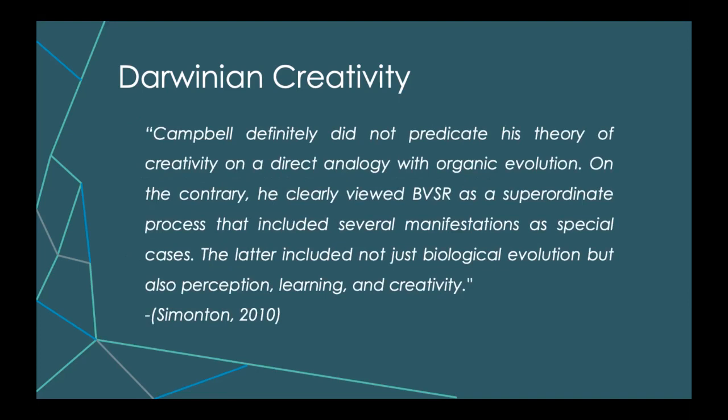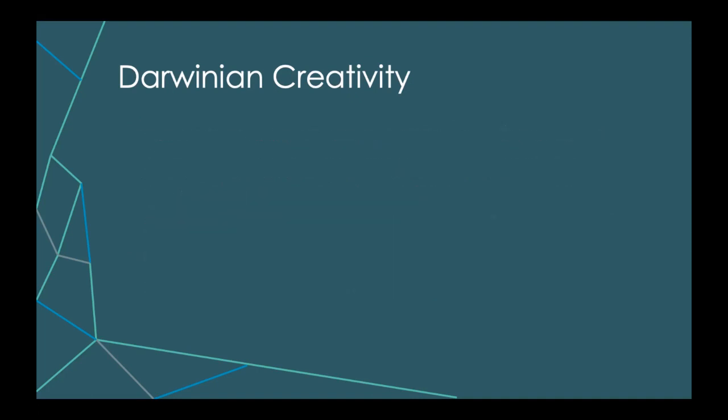And here we have a statement from Simonton on this. "Campbell definitely did not predicate his theory of creativity on a direct analogy with organic evolution. On the contrary, he clearly viewed BVSR as a superordinate process that included several manifestations as special cases. The latter included not just biological evolution, but also perception, learning, and creativity." So the idea here is that we don't have to perfectly fit the analogy of evolution, but it's this broader superordinate process that we are looking to model here.